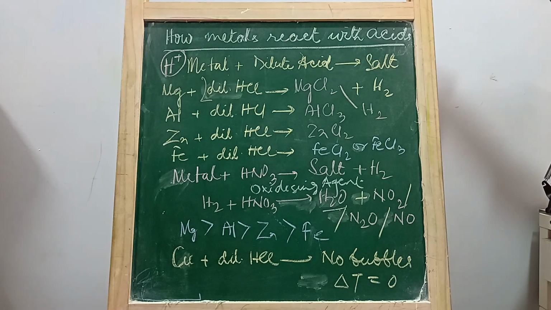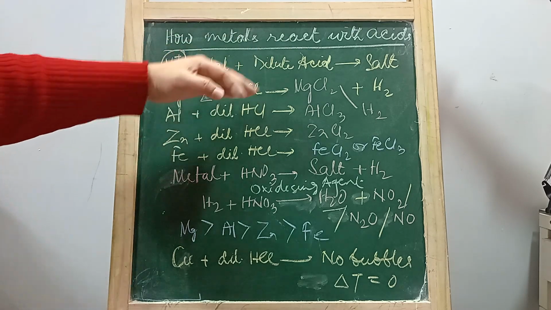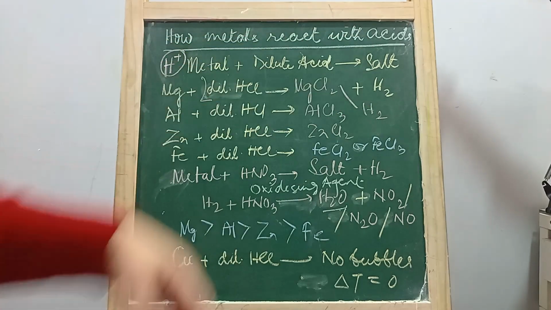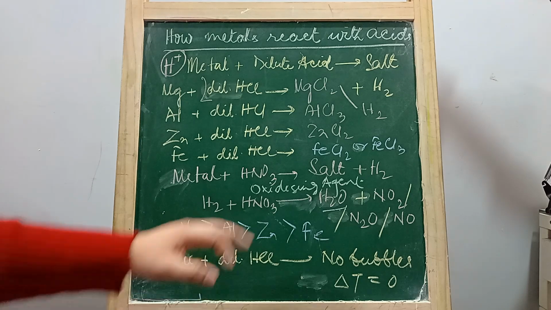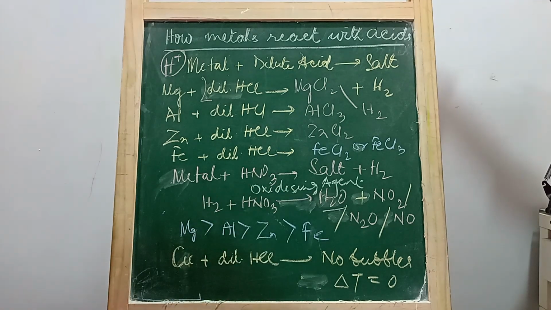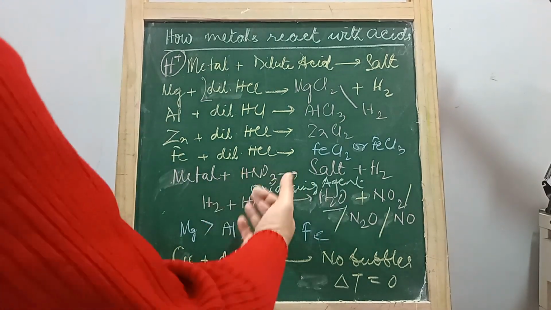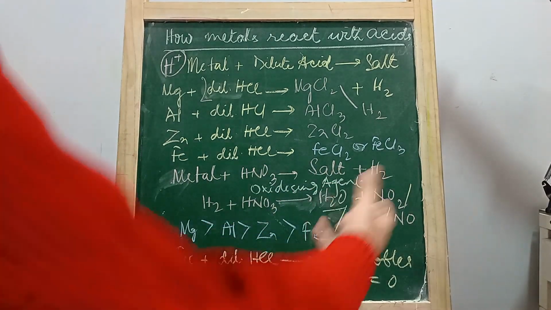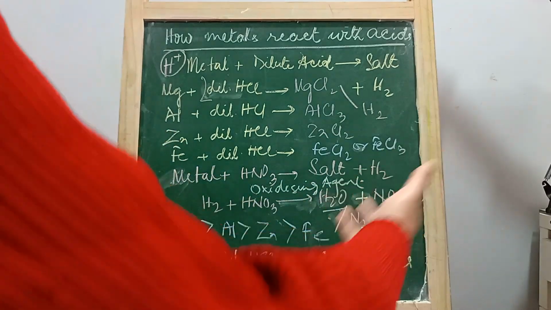So the difference is that generally when metal reacts with any dilute acid, there is a formation of salt and hydrogen, right? But in case of nitric acid, there is no formation of hydrogen, because whatever hydrogen is formed is oxidized by the nitric acid to form water, and various nitrogen oxides are formed.